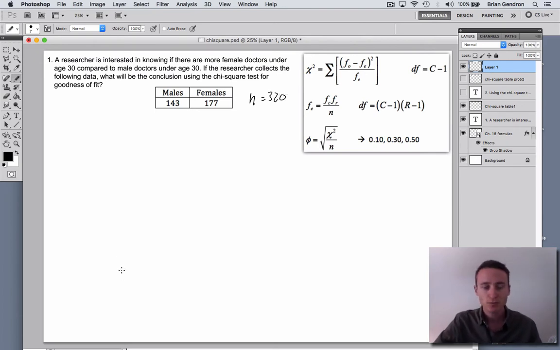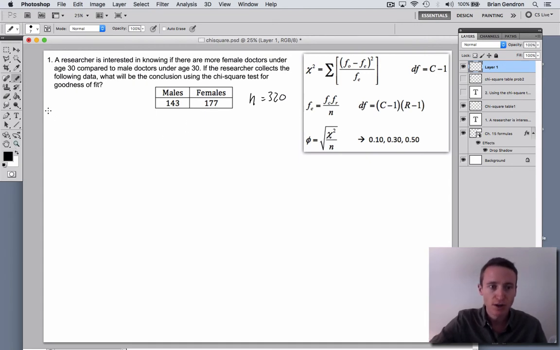320 people. Okay, so what we're essentially going to ask is, are there more female doctors under age 30 compared to male doctors under age 30? Now, if there were no significant differences in the proportion of doctors that were males versus females, you'd have a 50-50 split. 50% of your population would be male and 50% of your population would be female. So essentially what we're asking is, is this sample data significantly different from a 50-50 split?